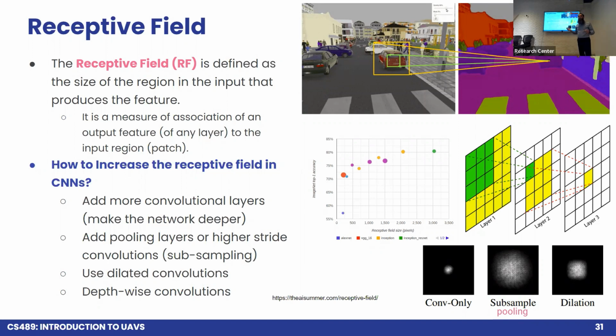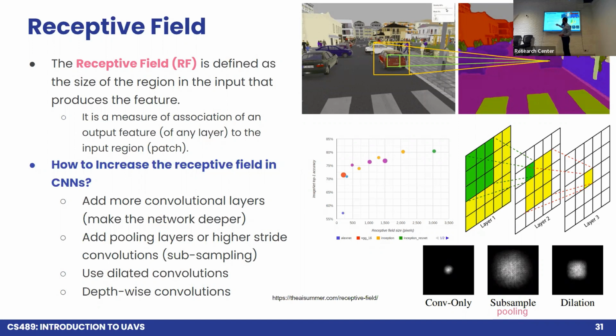Okay, and of course, it's not a standard. It depends on the target object that you want to classify. Some objects are big, some objects are small. So if you are classifying aerial view images, it's not like classifying fixed camera images. There is a difference. Okay, so how do we increase the receptive field in a CNN?